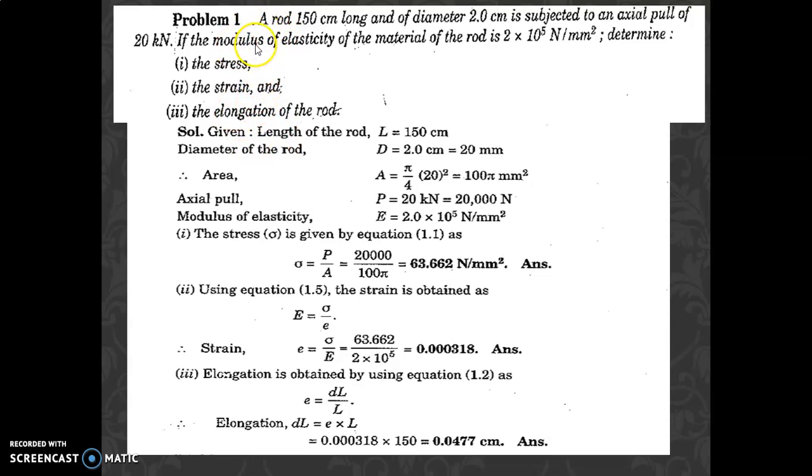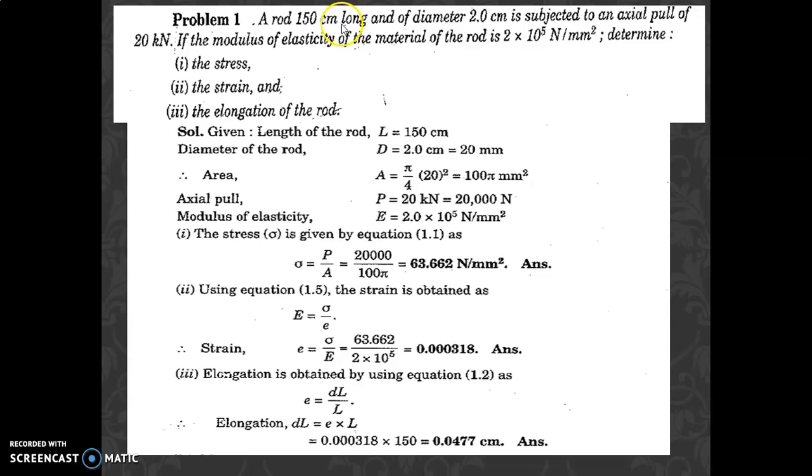So once again, if we read the example, a rod 150 cm long. Already while defining the stress, we have seen that whatever the length, elongation, etc., that we are going to refer to in millimeter. So all the dimensions, length, etc., we will refer to in millimeters, and whatever the force that we are going to consider in Newton, and stresses, etc., in Newton per mm square.